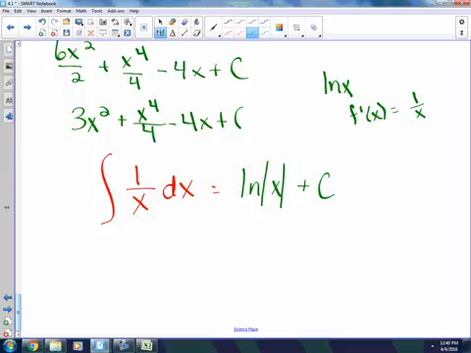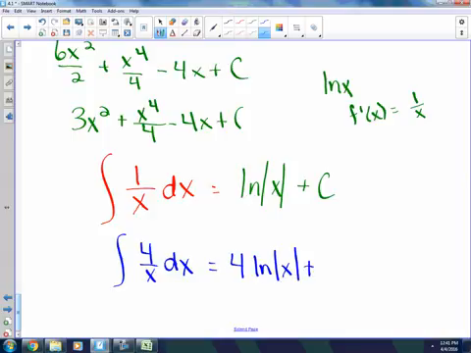Okay, now let me just do one other thing with this. Let's say we had 4 over x. Is that going to be a natural log problem? Yeah, because it's x to the first on the bottom. 4 is just a constant multiple. So 4 just tags along like always. And then the derivative of that x on the bottom is this. So there's the goofy one.